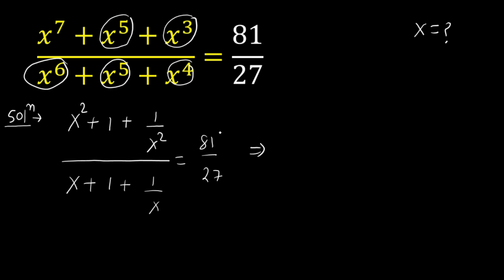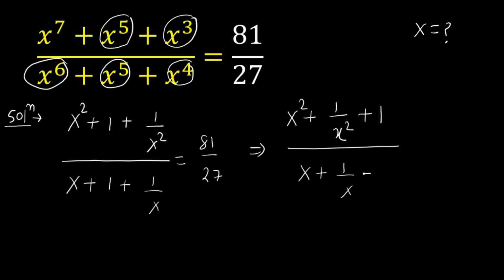Now, (x^2 + 1 over x^2 + 1) divided by (x + 1 over x + 1) is equal to 81 divided by 27. Now let us substitute x plus 1 over x equal to t.